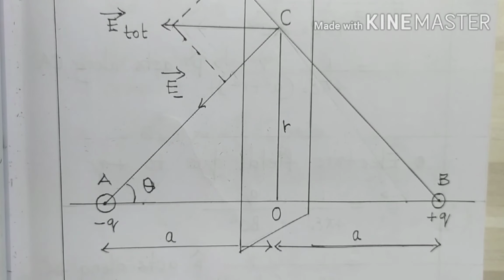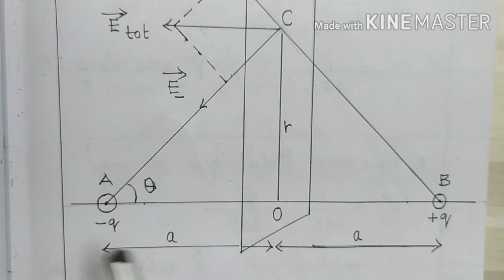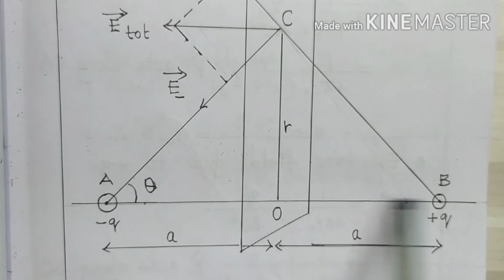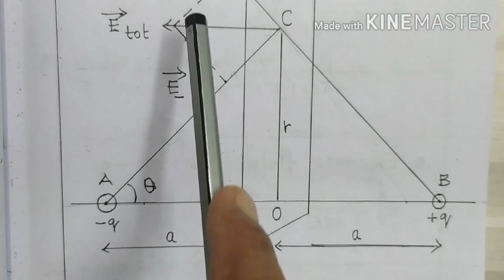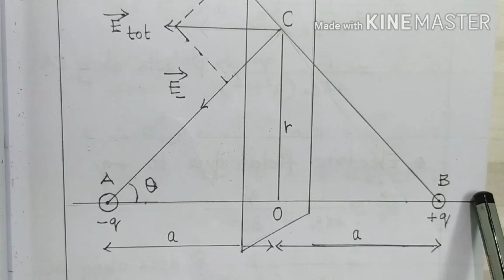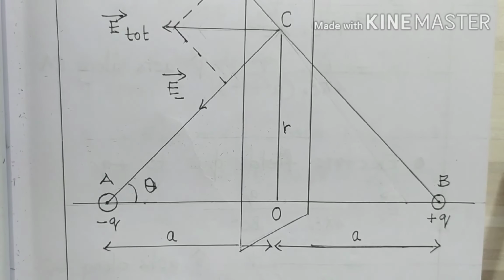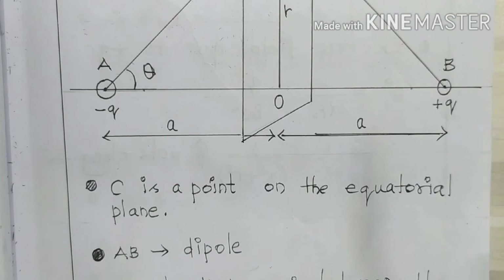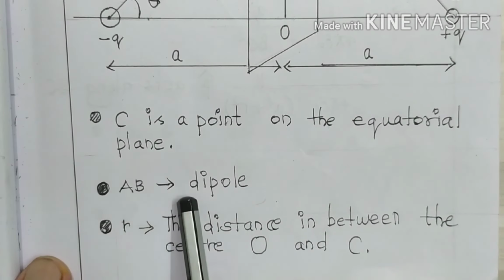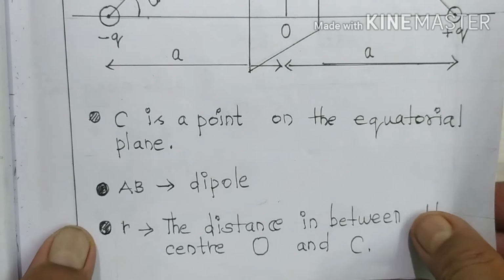Dipole moment is always calculated from minus Q to plus Q. So this is the direction of the dipole moment. So the electric field direction is opposite to the direction of the dipole moment. Now let us move on to the derivation. C is a point on the equatorial plane and AB is the dipole, and R is the distance between the center O and C.